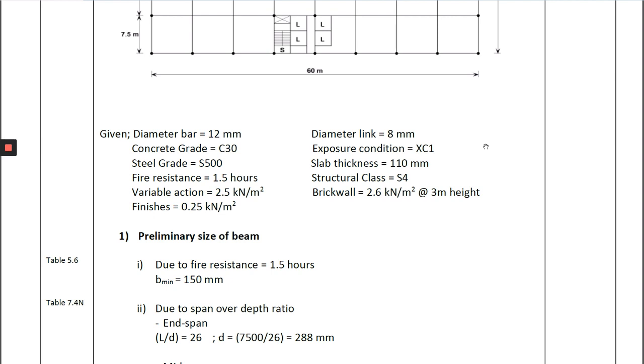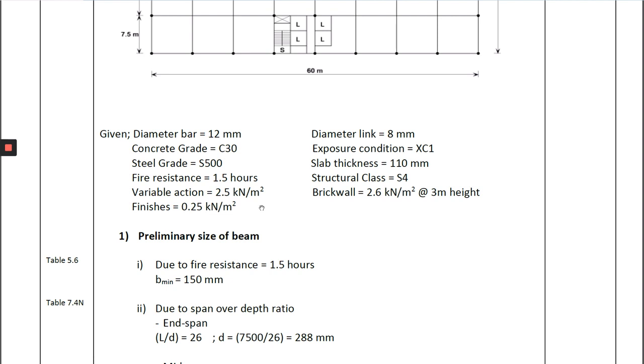Here are the other data given in order for me to design the structure. As usual, the variable action is based on the usage of the floor. If the usage of the floor is a bedroom, or the kitchen, or the staircase, you have to refer to Eurocode 1 for the value of the variable action. This structure also receives a load from the brick wall of 2.6 kilonewton per meter square at 3 meter height, with a finisher of 0.25 kilonewton per meter square.